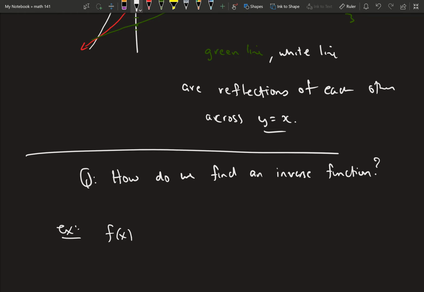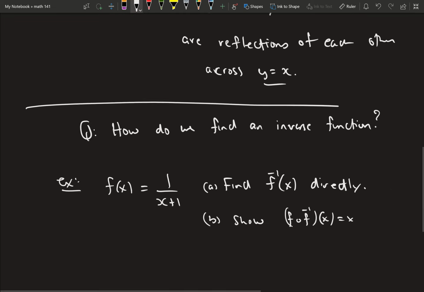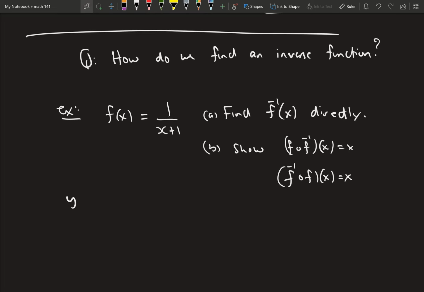Say f of x is 1 over x plus 1. And we want to find f inverse of x directly. So we'll do that, and then we'll actually show that f of f inverse of x is x, show those two properties, that it actually works. Okay, so how do we do it? Well, we have the equation. Let's look at it in terms of x and y.